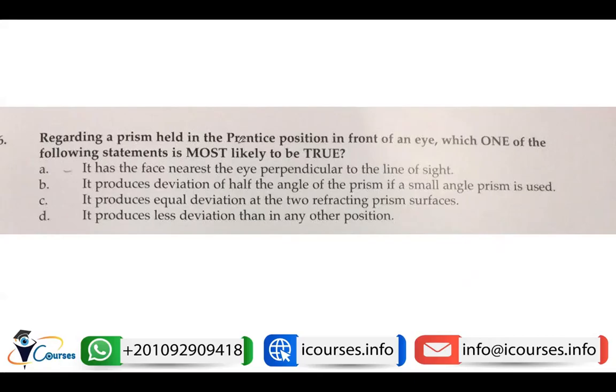So do you think that the Prentice position will produce less deviation than the position of angle of minimum deviation? It is called angle of minimum deviation for a reason. Dr. Siddharth, why would you think that the deviation will be half of the angle of the prism in a small angle prism? And what is your definition for a small angle prism? What is the value of this small angle?